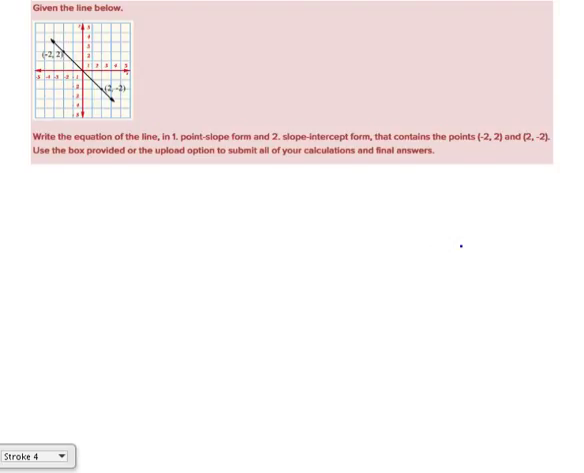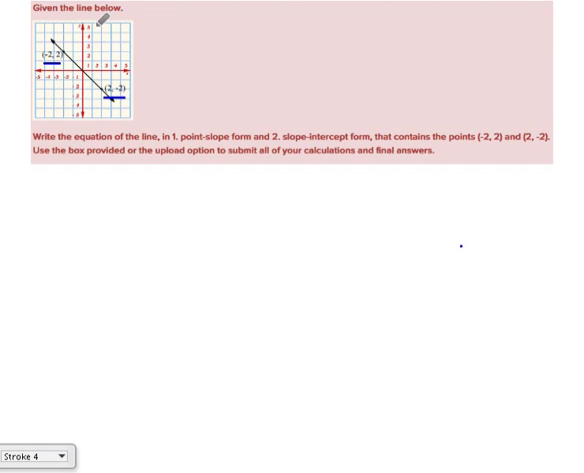Alright, so now we're going to be going over a problem from Assignment 4, Equations Point Slope Form in Unit 3 in Algebra 2. If you take a look at the board, you'll see one of the problems from the assignment. It's a line, and it goes through two specific points, which they show you using bullet points, and then they list the coordinates. Our job is to write the equation of the line in point-slope form, then in slope-intercept form that contains the points -2, 2 and 2, -2, and then use the box provided to show our work.